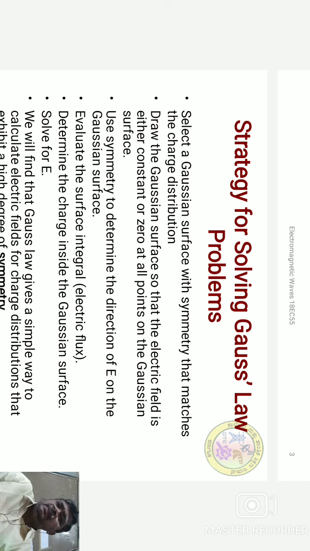The applications may be for a point charge, for a sphere, or for a long conductor. We will apply this Gauss theorem for finding the electric field for different charge distributions. What are the different charge distributions? They may be a point charge, a line of charge, a sheet of charge, and a sphere of charge. We can apply this Gauss theorem to calculate the electric field for any of these.